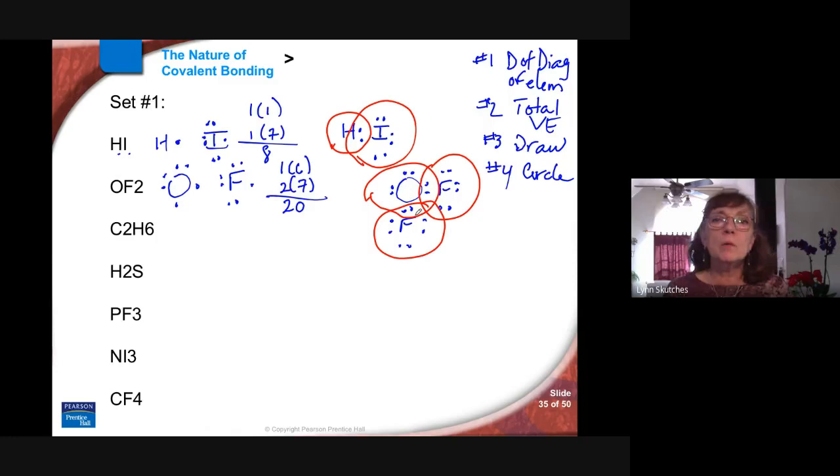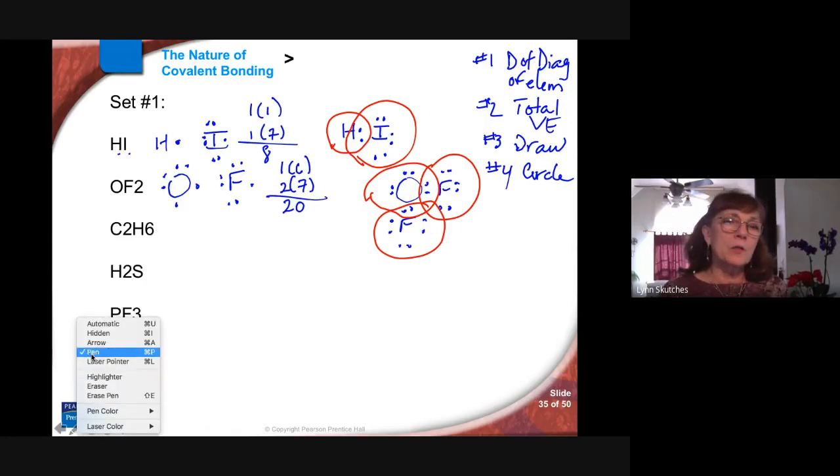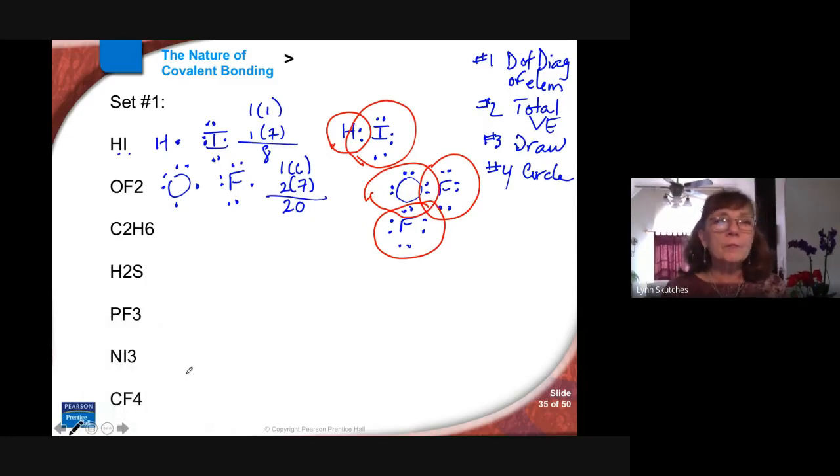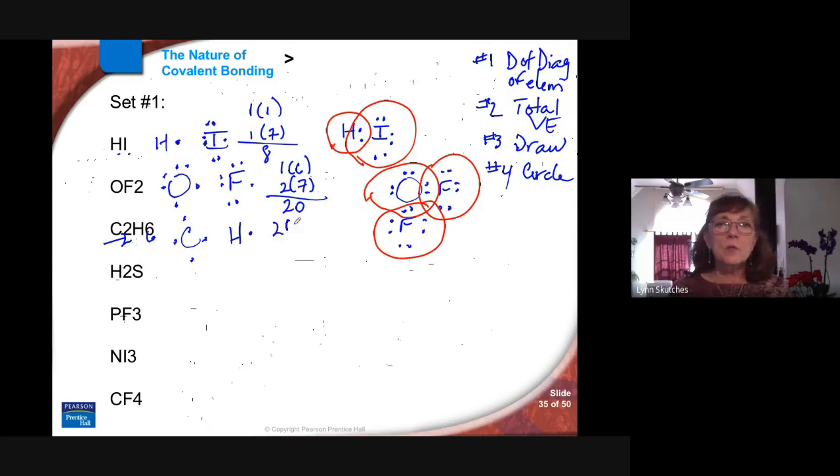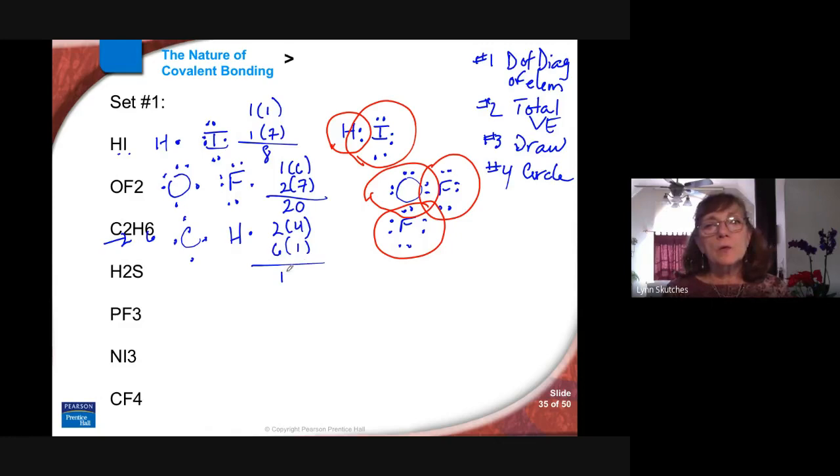Okay, we'll do one more. So you're going to need to do this probably by hand. I don't know how you would do this typing, and upload a picture into the assignment. This is C2H6. So we've got 2 carbons, 2, 3, 4, and hydrogens. We've got 6 of them. So 2 times 4 and 6 times 1. And 8 and 6, of course, is 14. Oh, I didn't count, but you guys can count.